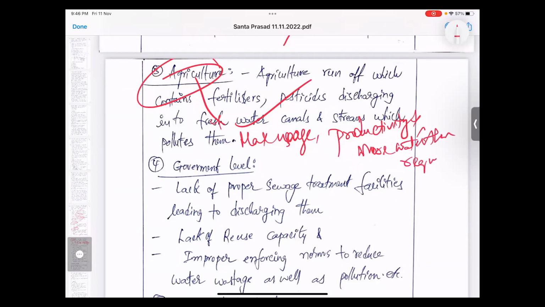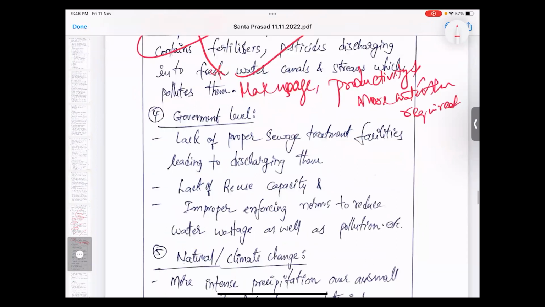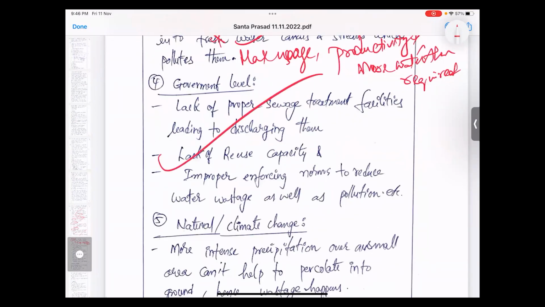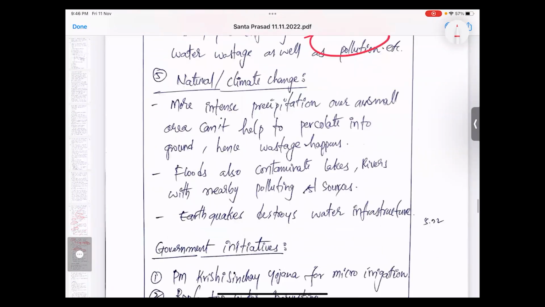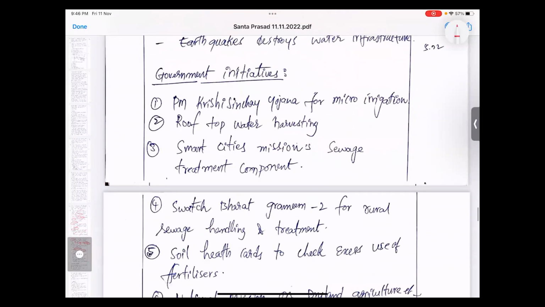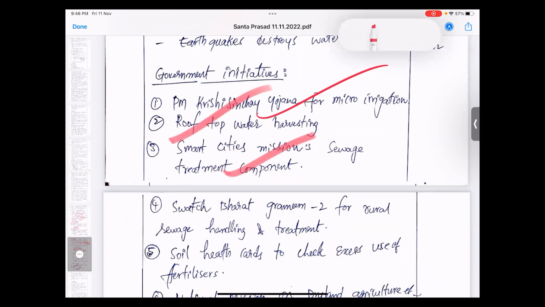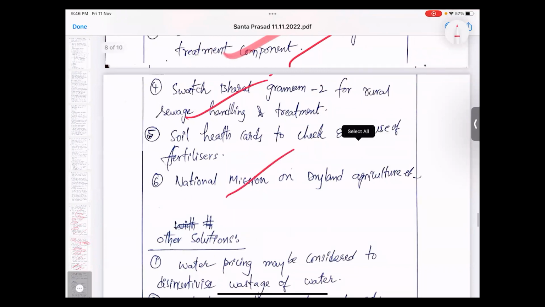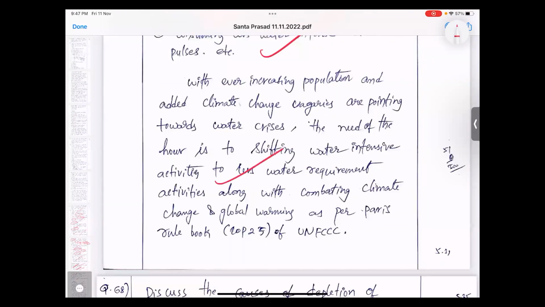Okay, Shanta Prasad. Okay, sir. Yeah, lack of reuse, improper enforcement, natural climate change. Yes. Rooftop water harvesting. Good. Yeah. Rainwater harvesting is a good solution. Good conclusion.